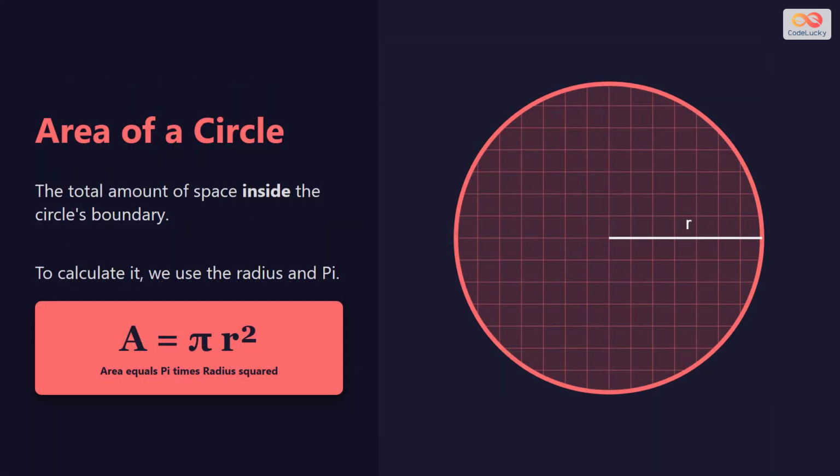What about the space inside? That is called the area. To calculate how much space is inside a circle, we use the formula area equals pi times the radius squared. This tells us how many square units fit inside the boundary.